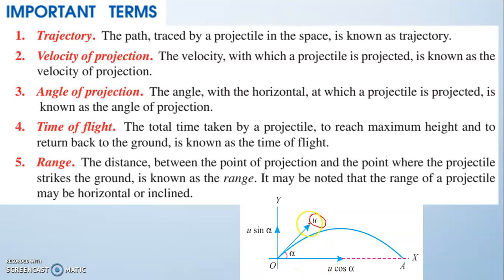Suppose we are releasing the object with a velocity u, we will have two components, u sin alpha and u cos alpha. And we will be simply using the equations of linear motion, that is v is equal to u plus at, v square minus u square equal to 2as, and s is equal to ut plus half at square. We will be using these three basic equations and formulating based on them.